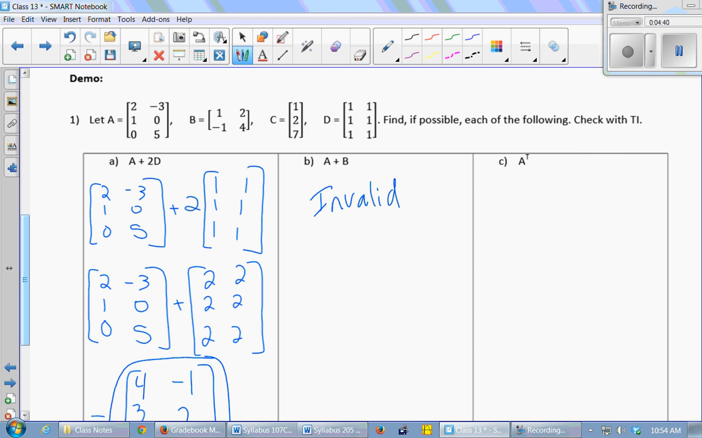A transpose. So what does transpose do? Flips it. You got it. Turns rows to columns and columns to rows. So for A transpose, I'm going to look at the rows of A and write them as columns. Or you can think of it as taking the columns of A and writing them as rows. The same thing. So I'm going to have 2, -3. The first row of A becomes the first column of A transpose. 1, 0, and 0, 5. So when you do that, my first row of A transpose becomes 2, 1, 0. That was my first column of A. So the rows become columns and the columns become rows.